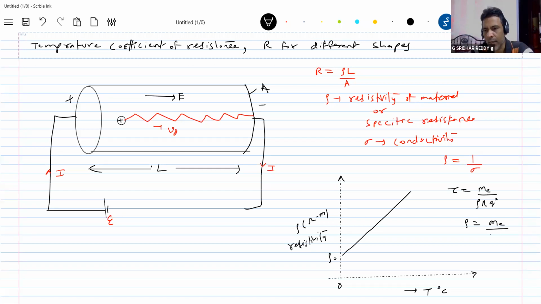So you write it: rho = m / (n e² τ). Let's take them one by one. The resistivity is different for different materials. What is eta? Eta is the concentration of free electrons. What do you mean by concentration of free electrons? It depends upon the atoms, the density of the material. So the concentration of free electrons will be different for different materials, and tau will also be different for different materials. That's why the resistivity will be different for different materials.